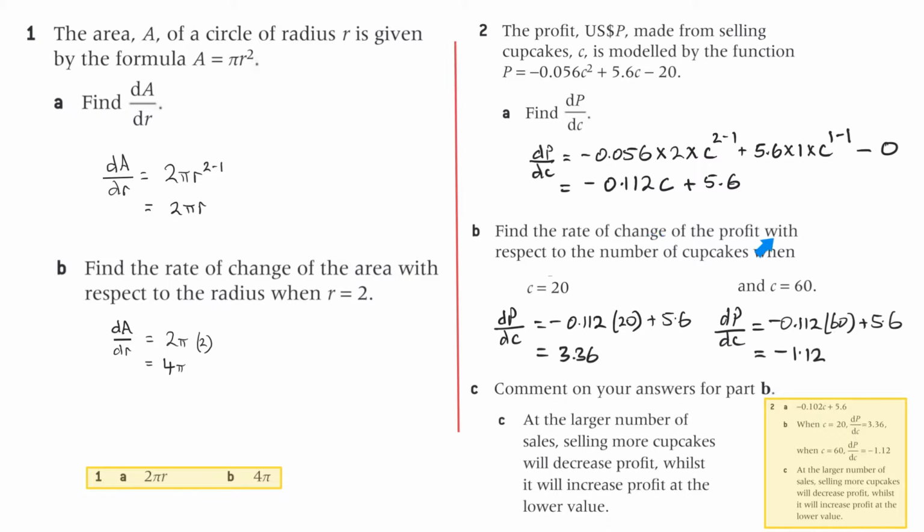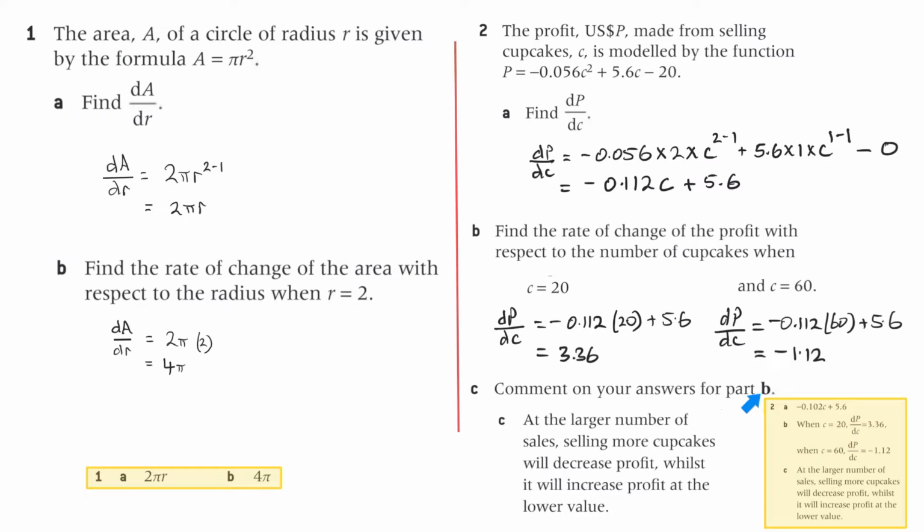B, find the rate of change of the profit with respect to the number of cupcakes when C equals 20. We just put 20 in here for C. When you see rate of change, we're going to use this one here, the derivative. So we put the 20 in, and we get 3.36. That's a positive number, so the profit's increasing with respect to the number of cupcakes. And when we put the 60 in, the profit is decreasing with respect to the number of cupcakes.